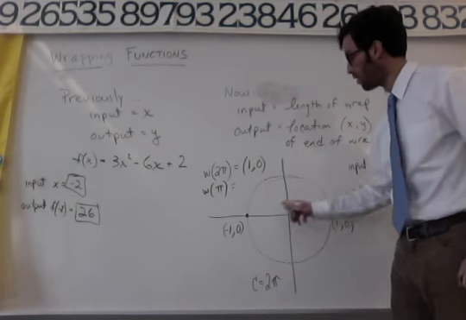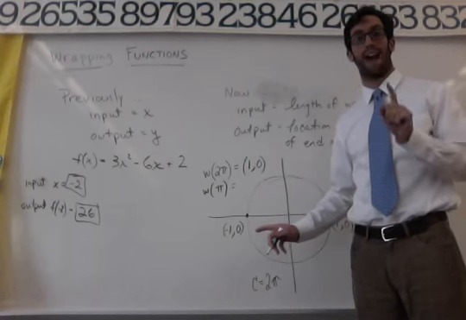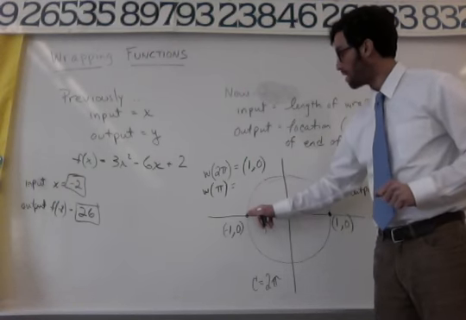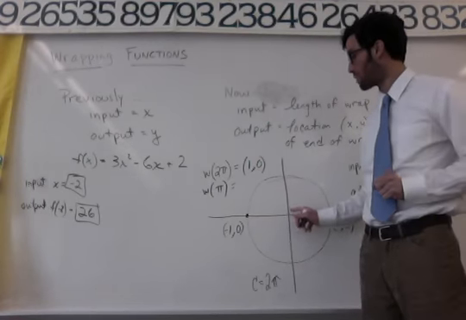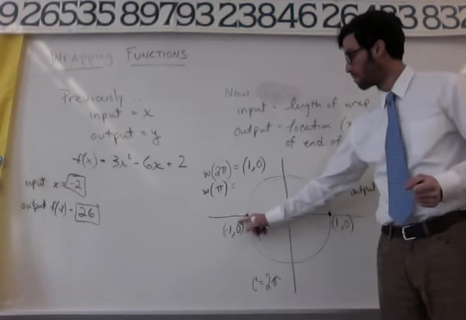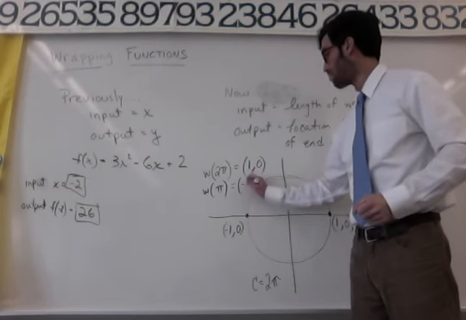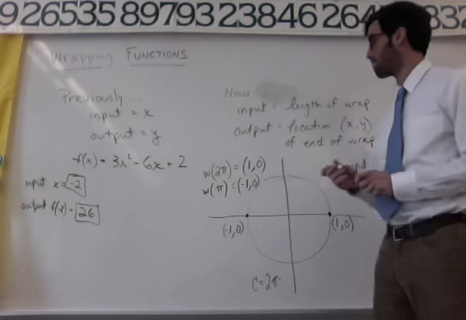Again, this is a unit circle, so you can assume the radius is exactly 1. So at that point, the distance from any point on the circle to the origin, to the center, is 1. So this point is negative 1, 0. So that's how we would indicate that, all right?